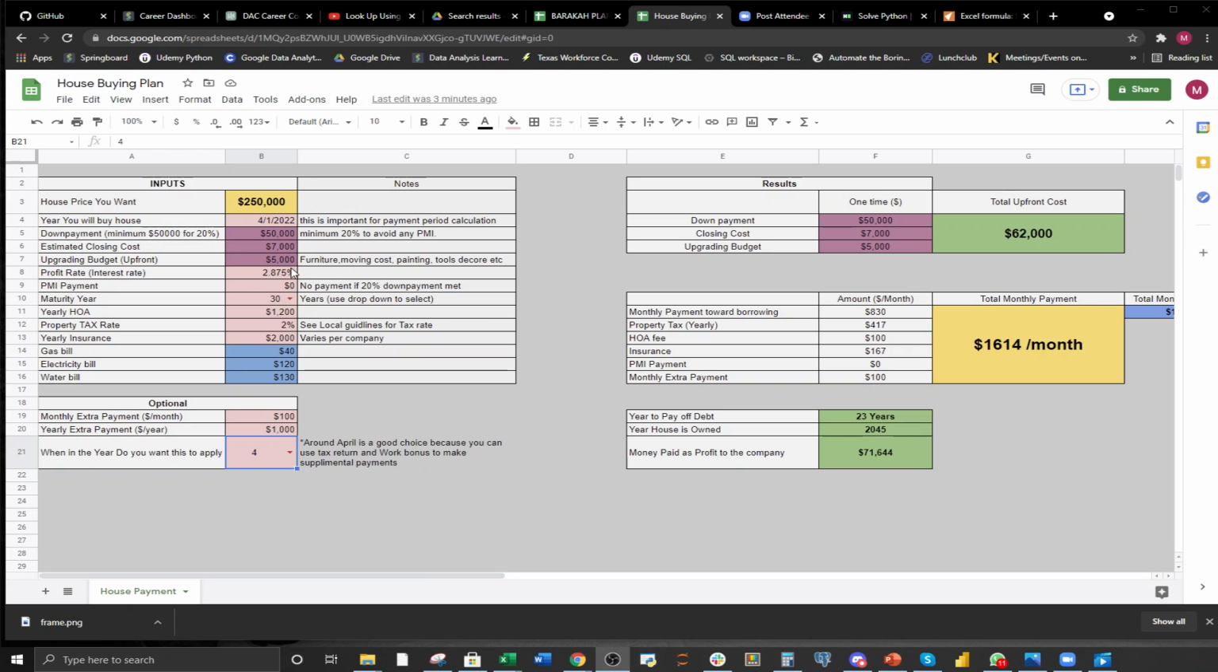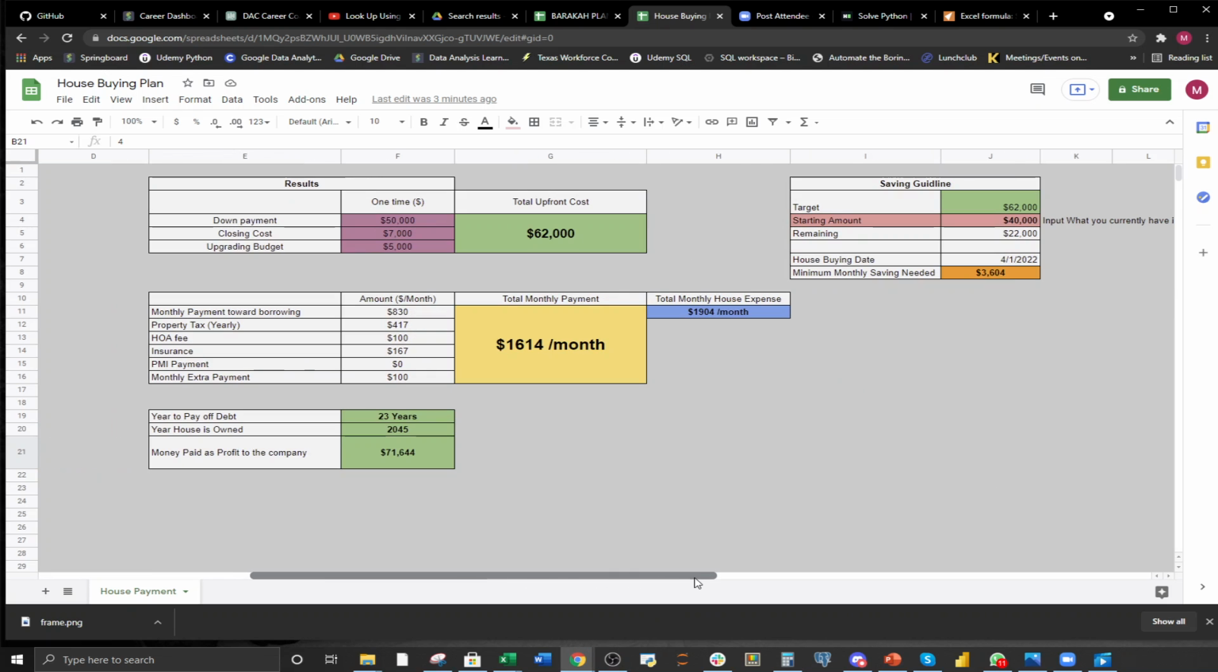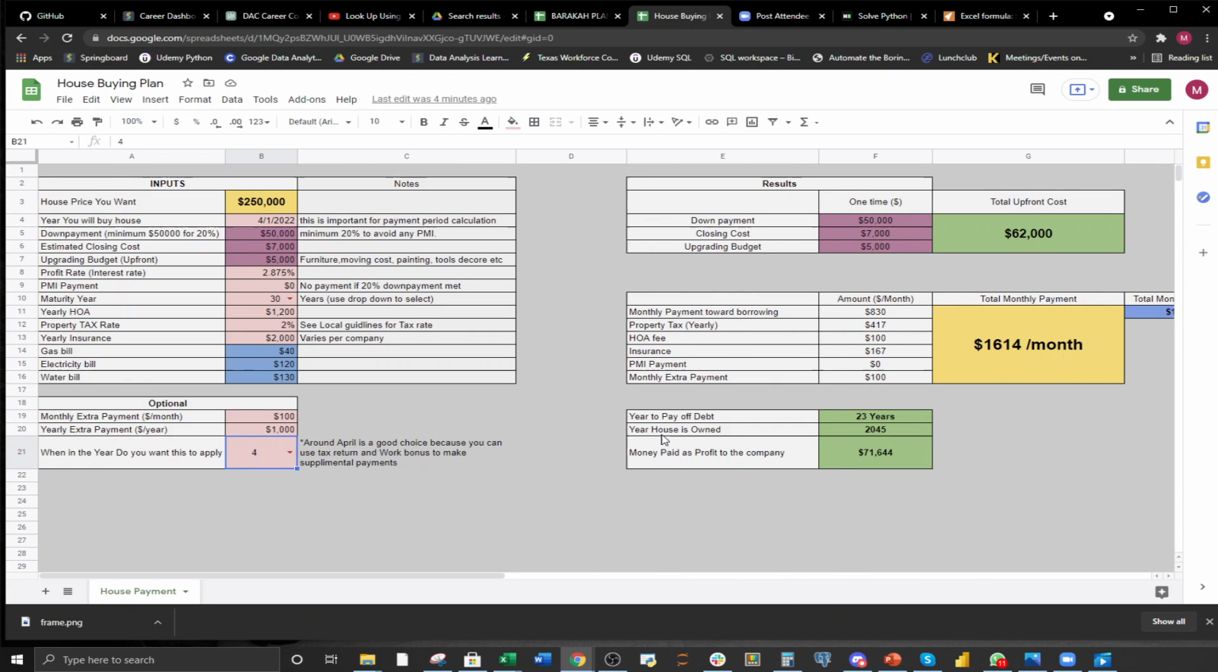So in this spreadsheet, I'm going to have three components, or actually two primary components. One is the input section, and the other is the results section. And I do have a small saving guideline option, which I'll talk about later. But let's start with the input section. This is where you will be putting a lot of your inputs.